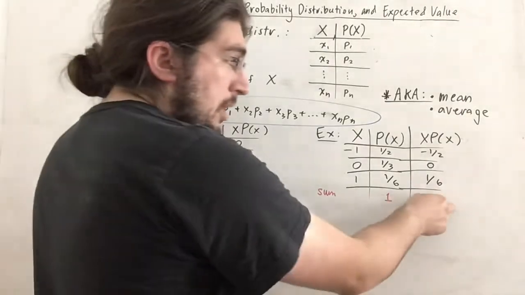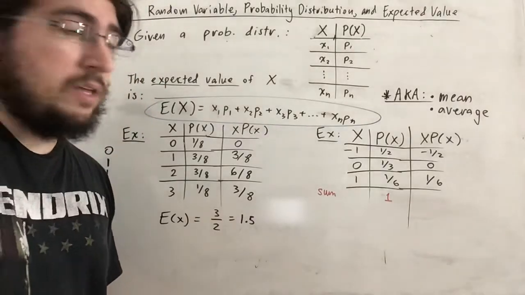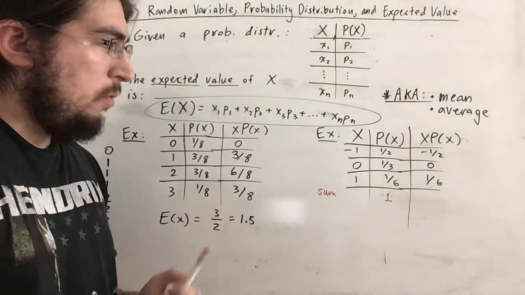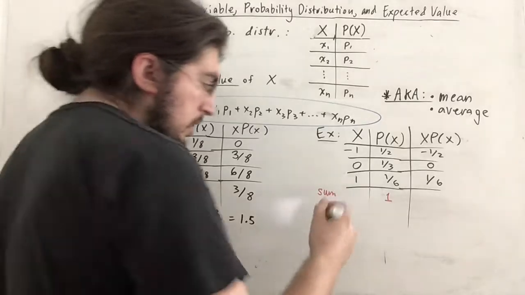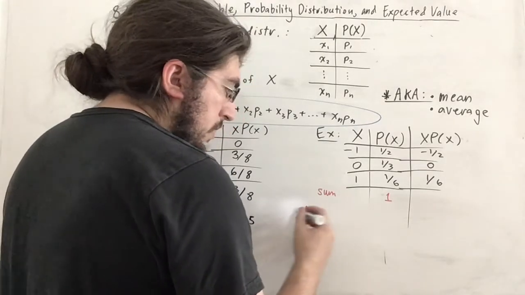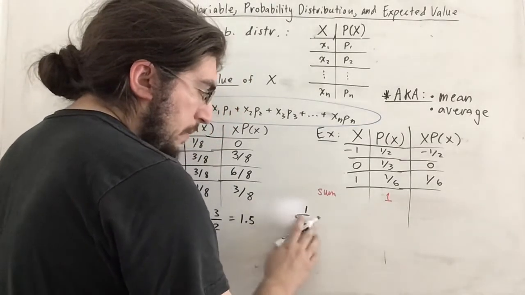And here, this sum, well, that's just going to be our expected value. Now, in this case, we're going to get 1/6 minus 1/2. So just to do it on the board, 1/6 minus 1/2, let me write it like this.